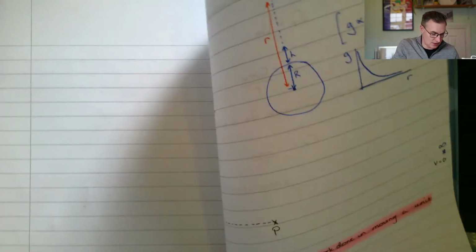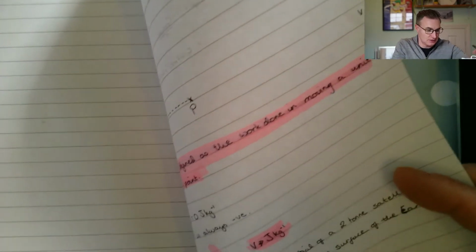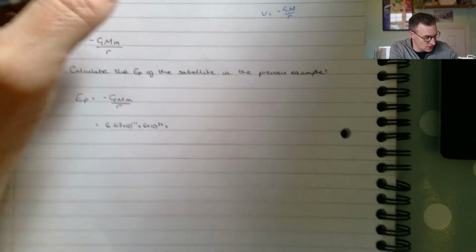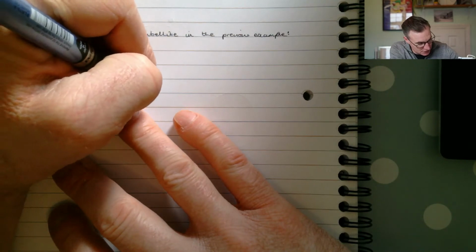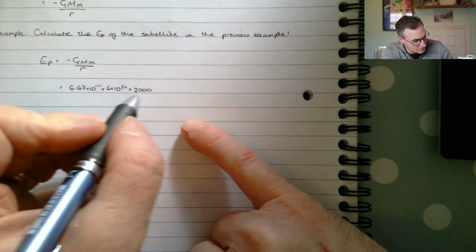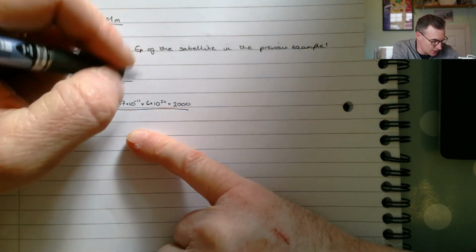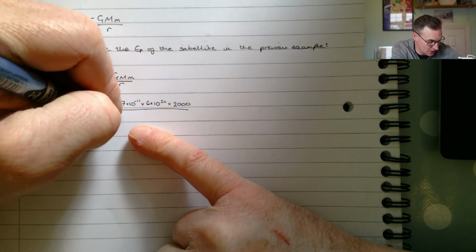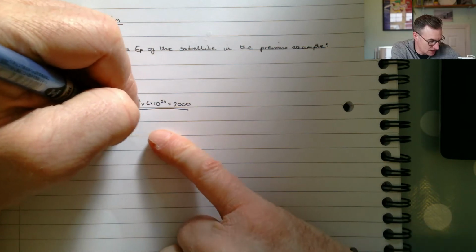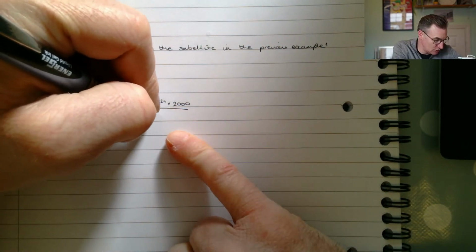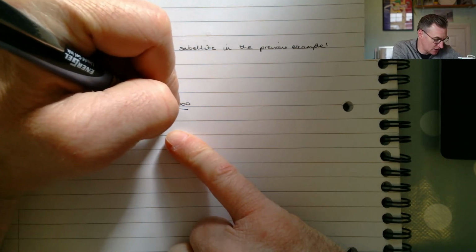Now we remember our satellite was a 2-ton satellite, so 2,000, and it was at 20,000 kilometers, so 20 times 10 to the 6, plus the radius of the Earth, 6.4 times 10 to the 6.